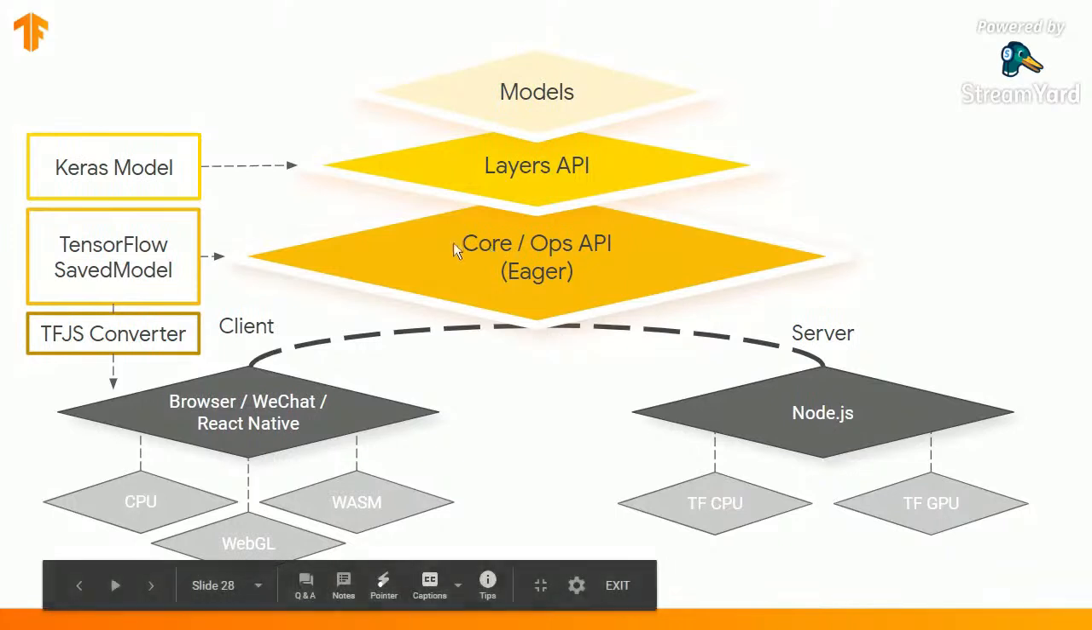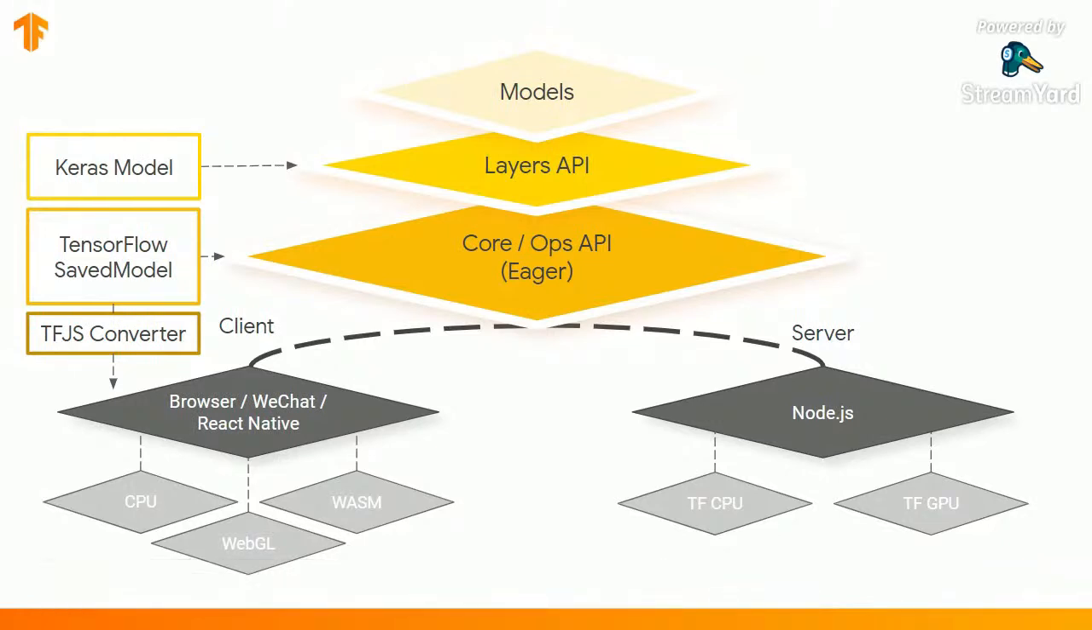The last point I want to end with here is that if you want to continue to use Python for your machine learning development, that's completely fine too. But if you want to integrate with a web team, you can take your Keras model from Python and import it via the layers API in Node.js. And if you have a TensorFlow saved model, which is the lower level format, you can import it via our ops API, also in Node.js.